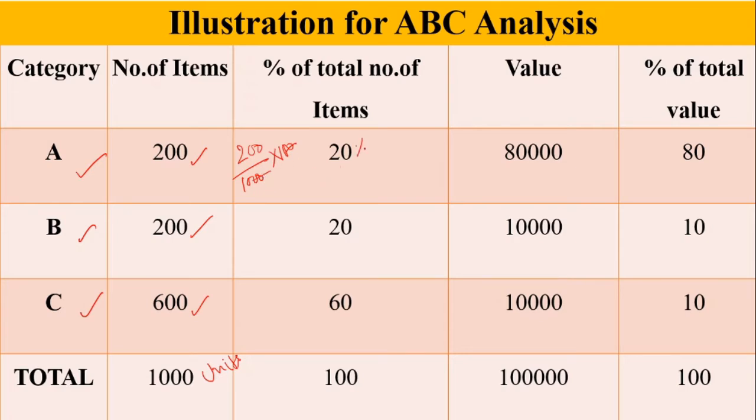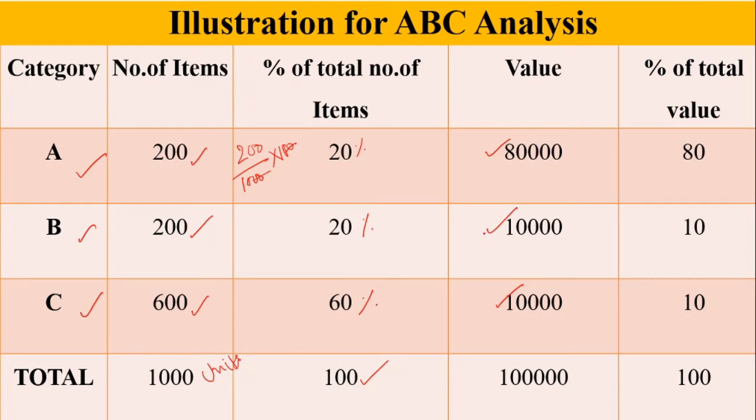Like this, here also we will get 20%. Here we will get 60%, because here it is 600 units out of 1000 units. This is equivalent to 100%. And the value of the 200 units of A is 80,000. The value of the 200 units of B is 10,000. The value of the 600 units of C is 10,000.